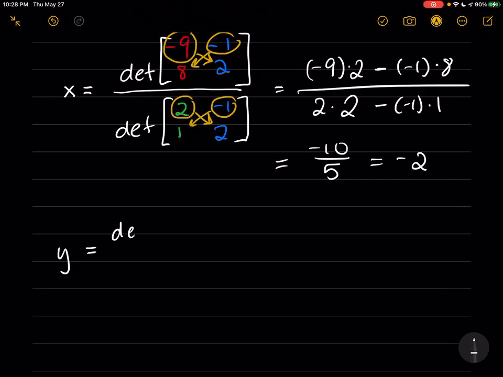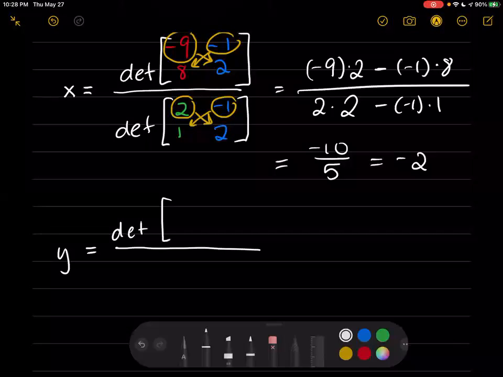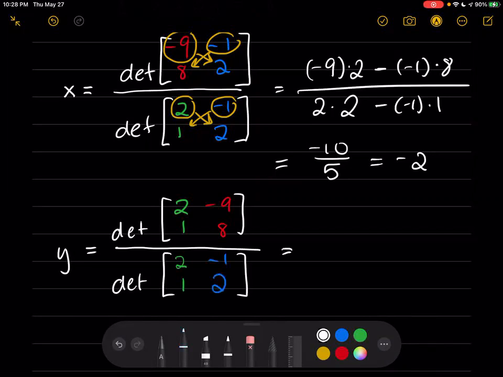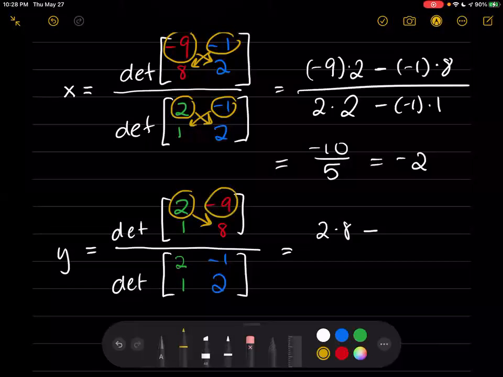So we'll have the determinant of, this time we have our x coefficients in the first column and our r and s in the second one. It's -9, 8. And then we have the determinant of, and it's the same matrix on the bottom this time. So actually we've already calculated this determinant, which is kind of nice. So the determinant of the top, we have 2 times 8 minus -9 times 1.